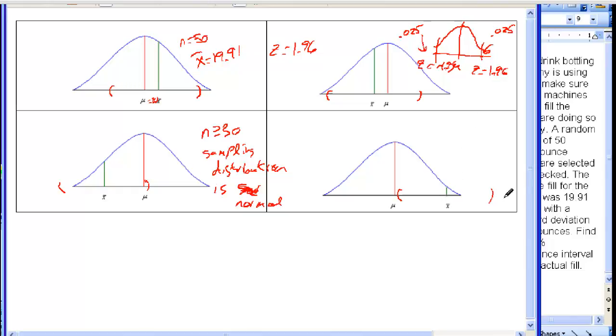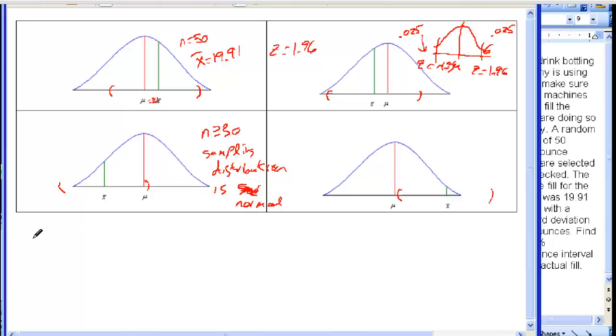Now if I define the width of this interval using this Z equal to minus 1.96 and 1.96, then I can construct an interval so that only 5% of the time, only when I land way down in the bottom or way up in the top, adding those together I'd get 0.05 or 5%, only 5% of the time would I wind up with an interval that doesn't contain the population mean.